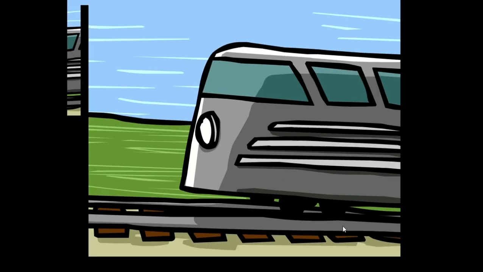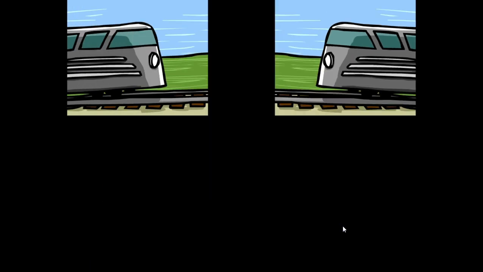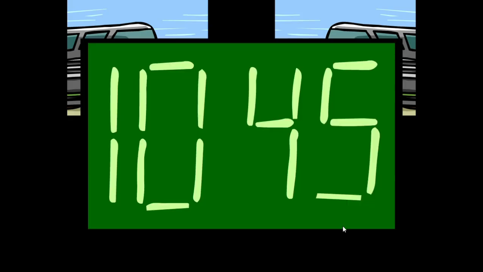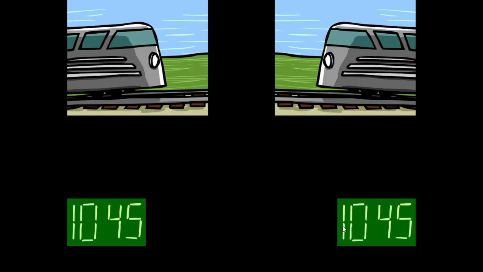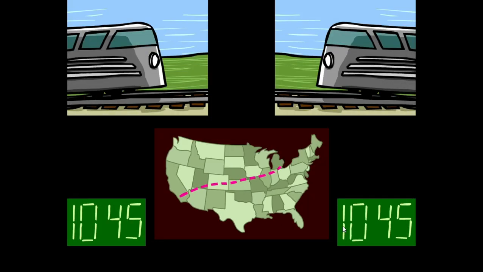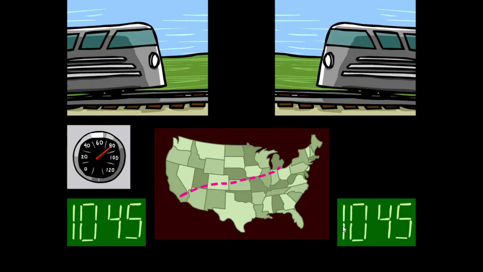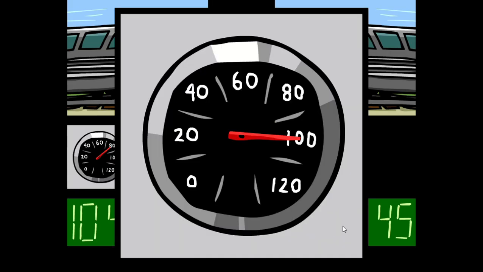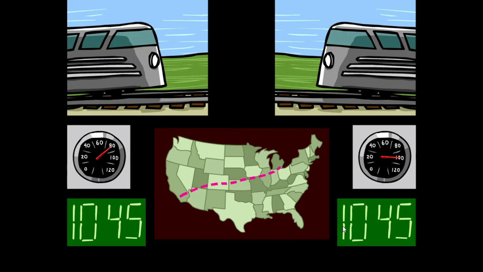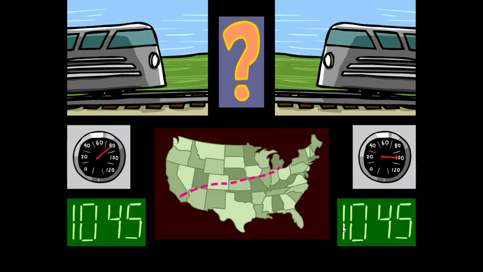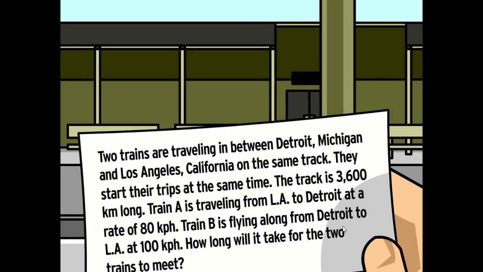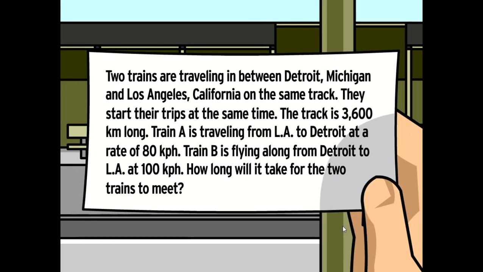Well, like problems involving distance, rate, and time. Listen. Two trains are traveling between Detroit, Michigan, and Los Angeles, California on the same track. Their trips start at the same time. The track is 3,600 kilometers long. Train A is traveling from LA to Detroit at a rate of 80 kilometers per hour. Train B is flying along from Detroit to LA at 100 kilometers per hour. How long will it take for the two trains to meet? It's a good idea to read the problem a few times before you do anything.